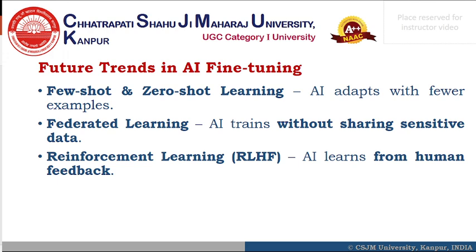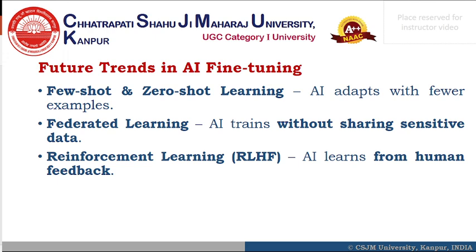So now let's discuss the future trends shaping the way AI models are fine tuned. So few shot and zero shot learning, what it means? AI adapts with fewer examples. One of the biggest advancements in AI fine-tuning is reducing the need for massive datasets.